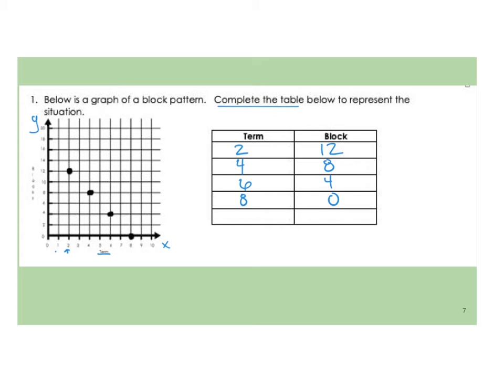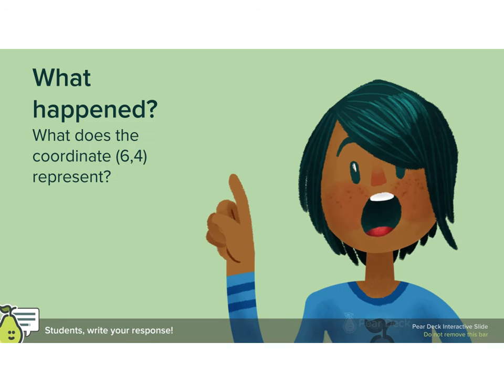So this one, as I go up in terms, I'm going down in blocks, right? And it looks like I'm going down by 4 each time. Since it's the same thing each time, you can see this graph is a straight line. If I were to connect those points, it's a straight line. So let's see what the next question is asking us.